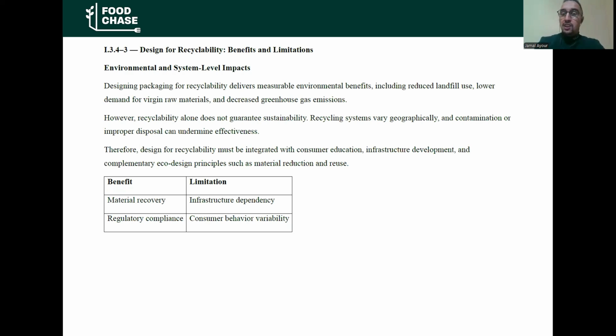Therefore, design for recyclability must be integrated with consumer education, infrastructure development, and complementary eco-design principles such as material reduction and reuse. And that's one of the trends, one of the best questions in industry and different sectors such as food, cosmetic, and pharmaceutical industry. On this table, we can see the benefits of the choice of the materials and limitations for different infrastructures of your products.